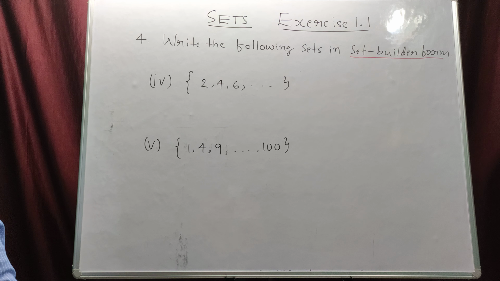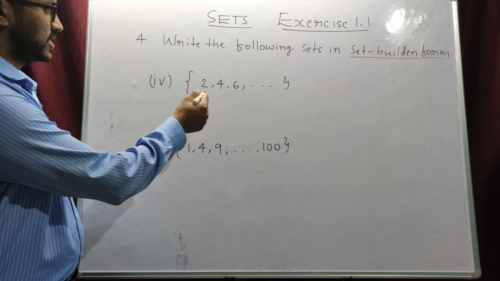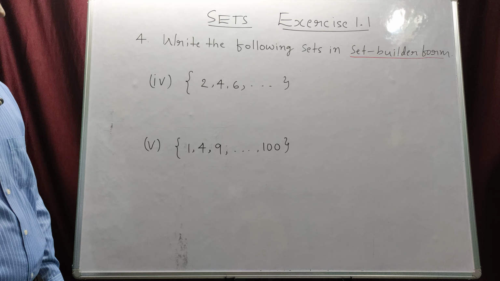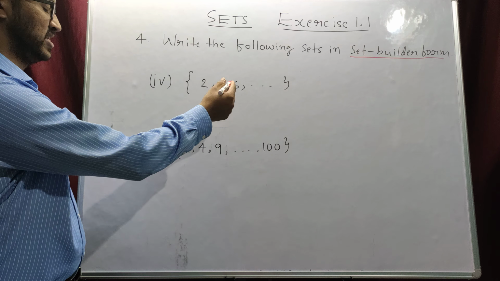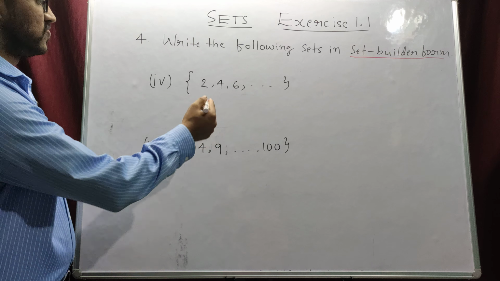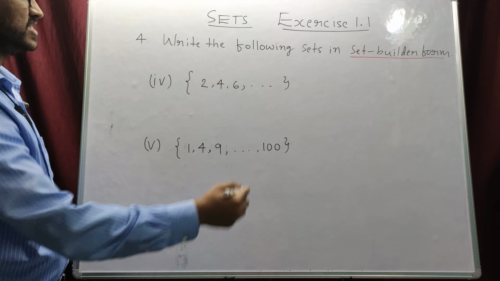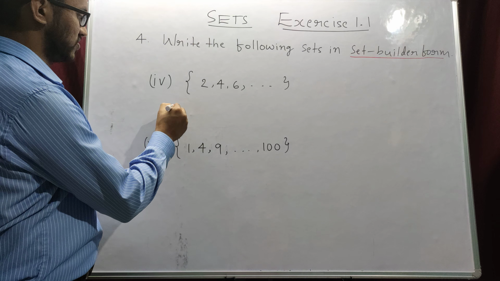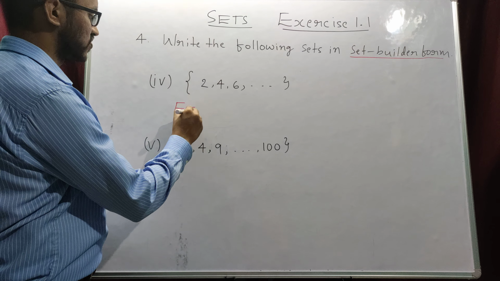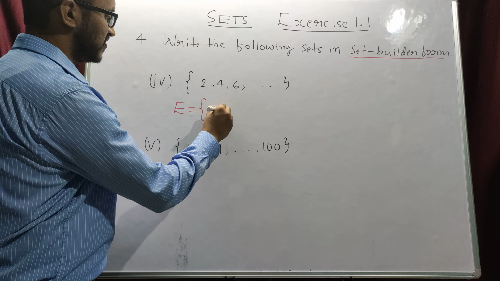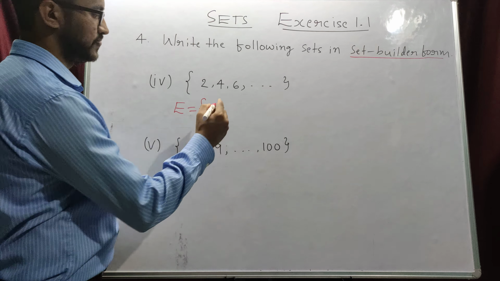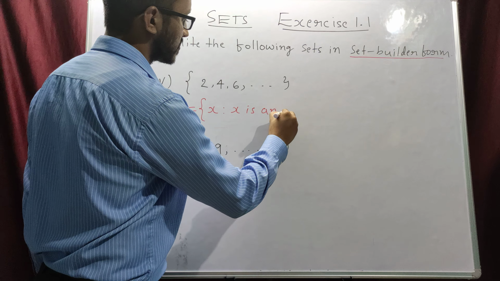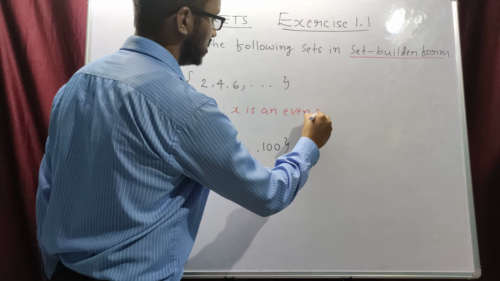Fourth question, set consisting of elements 2, 4, 6, and so on. So if you see the elements, what we can say, these are even natural numbers. So I can write this as some set E is equal to set of all x such that x is an even natural number.